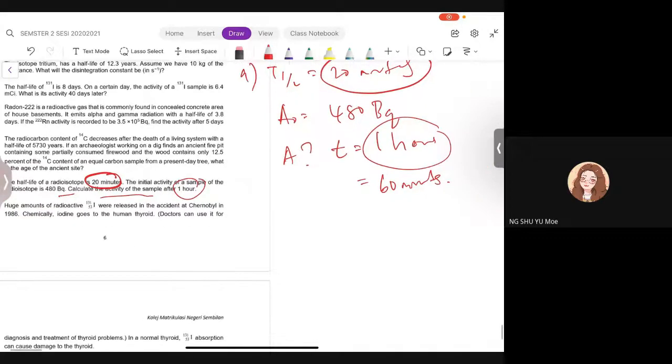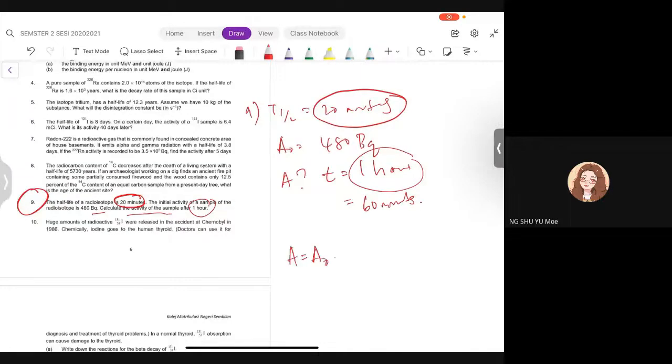Okay, apa formula A? So you know formula A equals to A0 exponent negative lambda T. So your A0 is 480 exponent lambda. So we don't have lambda, but lambda we know equals to ln 2 over T half. 20 minit. Okay, darab dengan time yang dia nak adalah 60 minit. Cuba I tukar kepada hour, minit-minit can cancel.